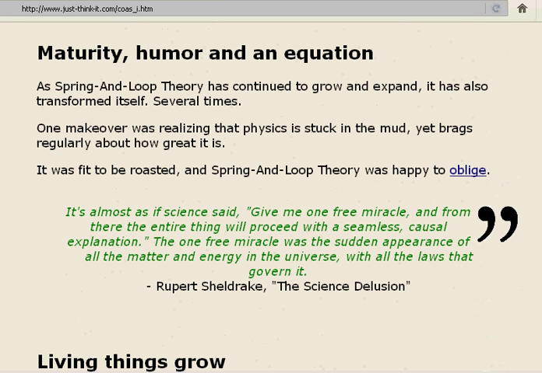It's almost as if science said, "Give me one free miracle, and from there the entire thing will proceed with a seamless, causal explanation." The one free miracle was the sudden appearance of all the matter and energy in the universe, with all the laws that govern it. Rupert Sheldrake, The Science Delusion.